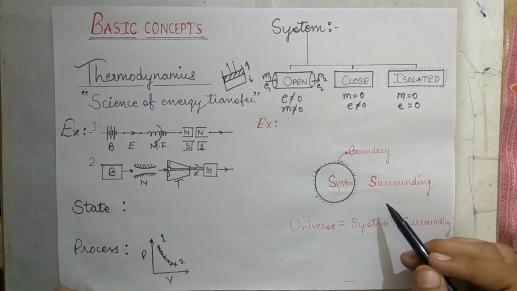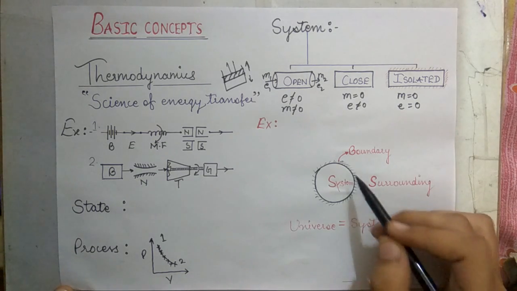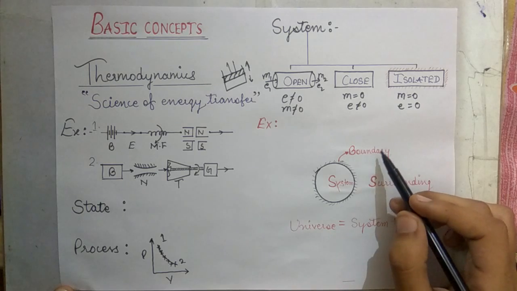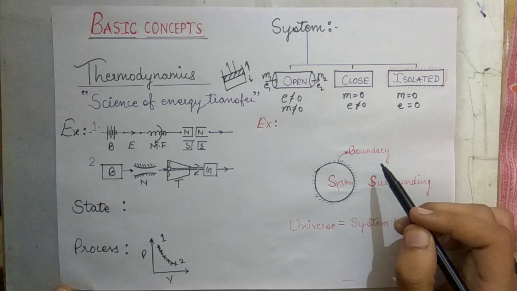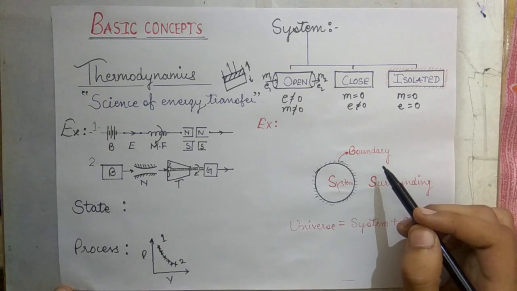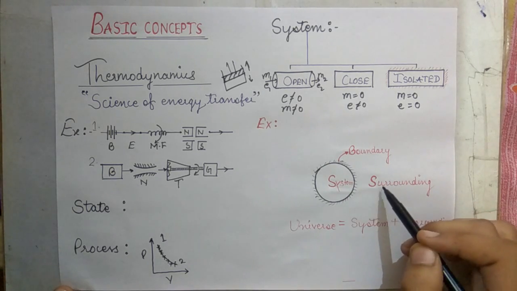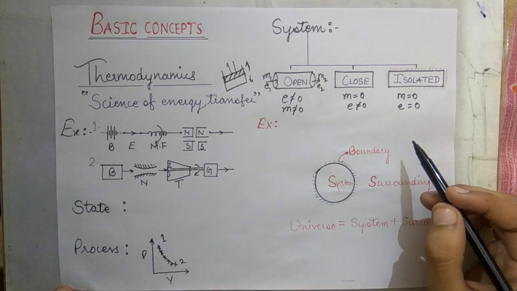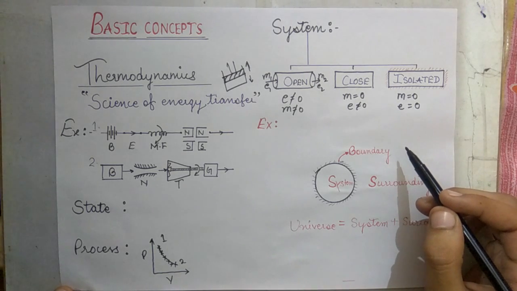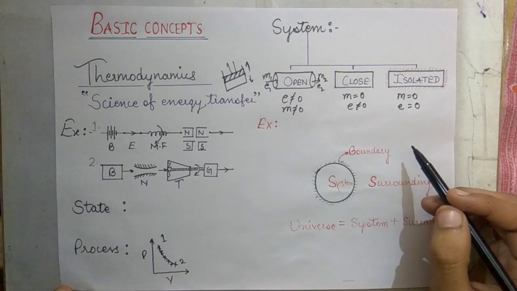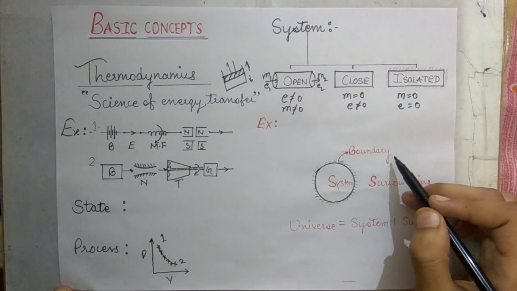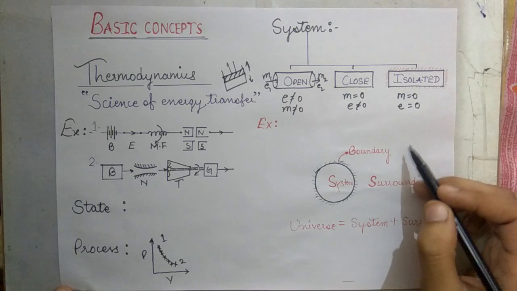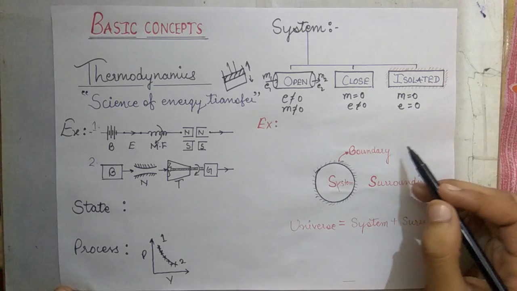Now let's come to some other terms. We know the system, so what is the boundary? The boundary is an imaginary type of line which separates the system from its surrounding. It may be imaginary, it may be real, and it may be movable sometimes. Okay, suppose we have an engine cylinder, so what will happen? The piston will move, so we will get a moving boundary.